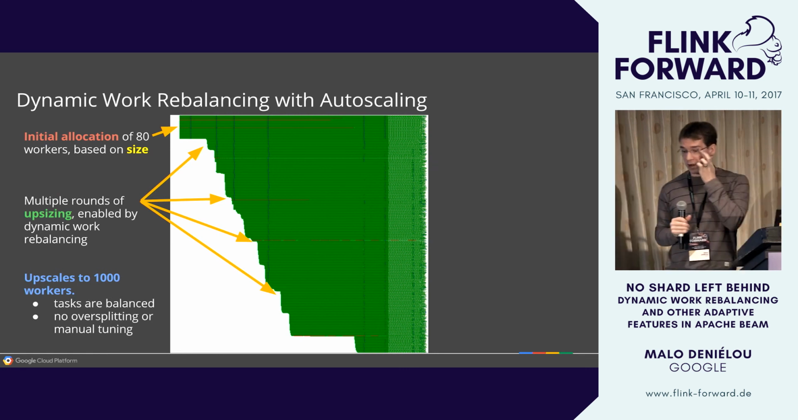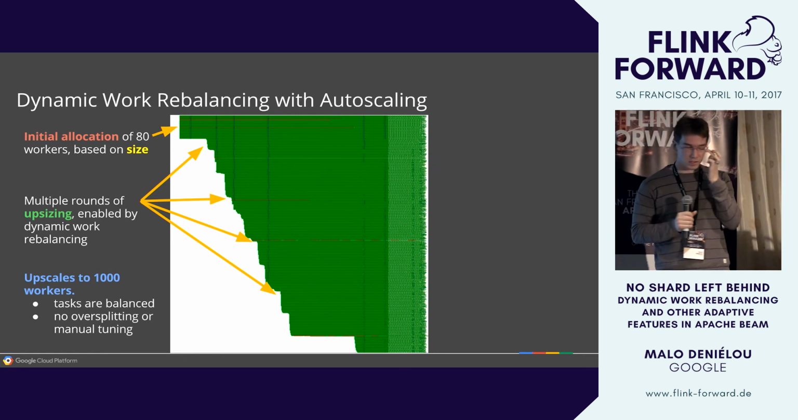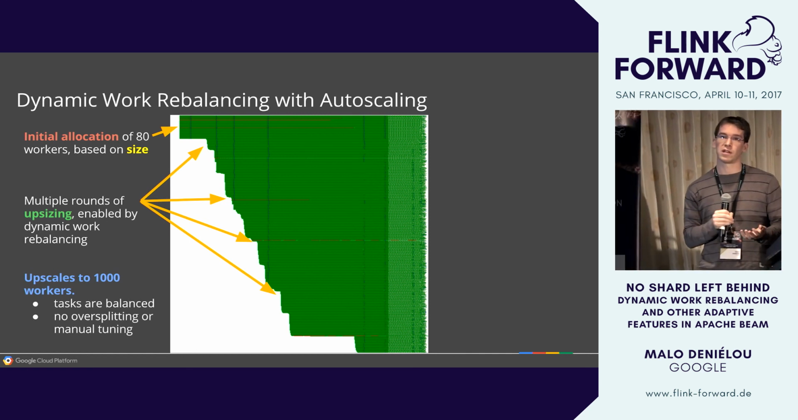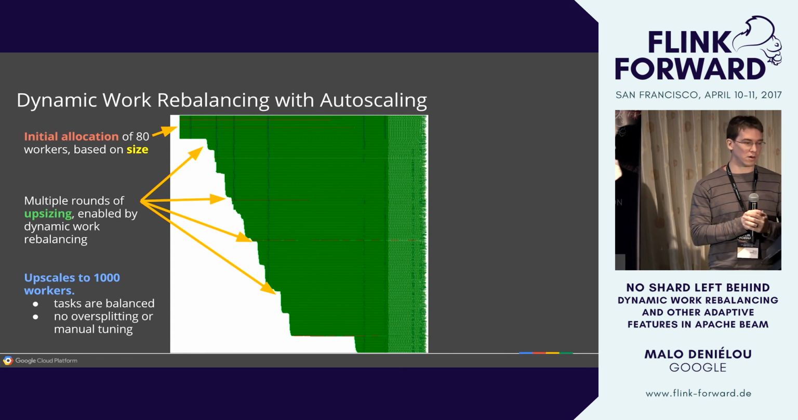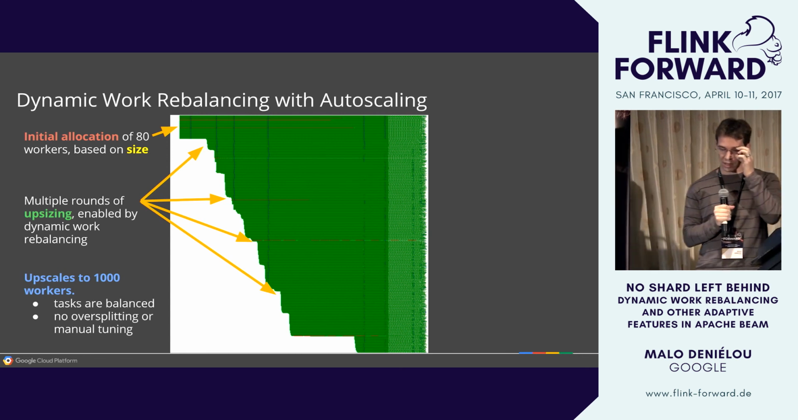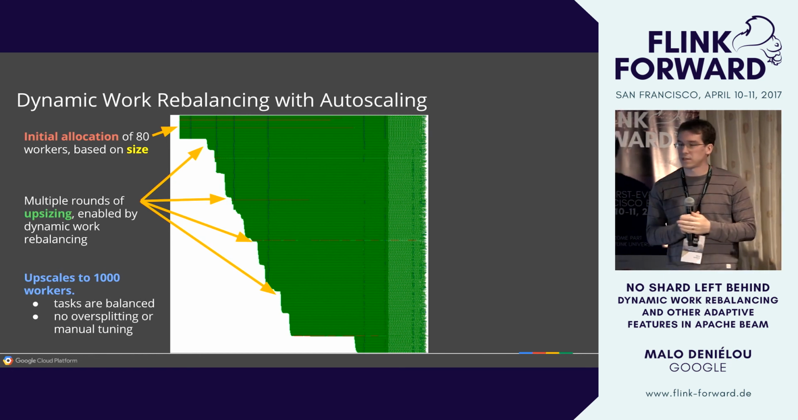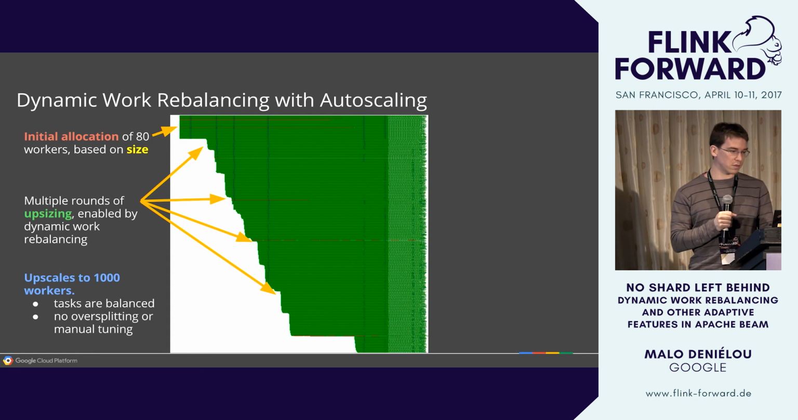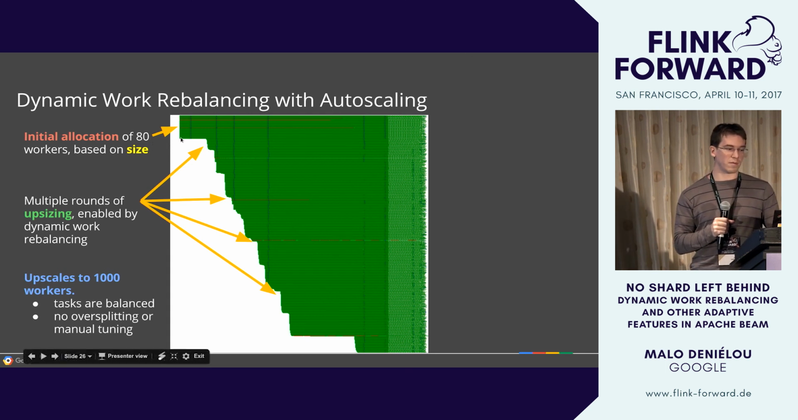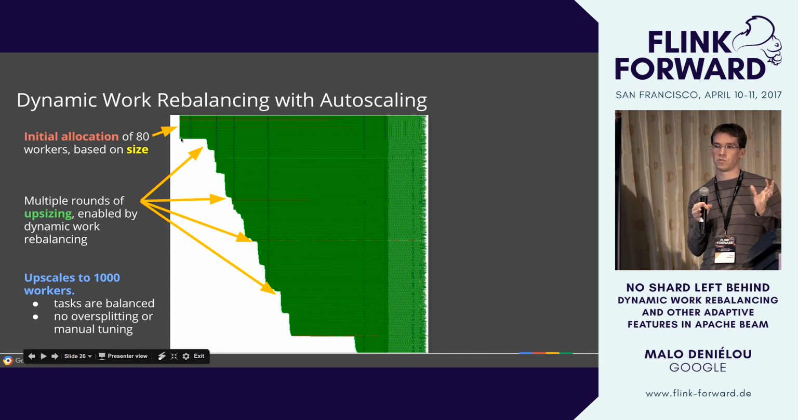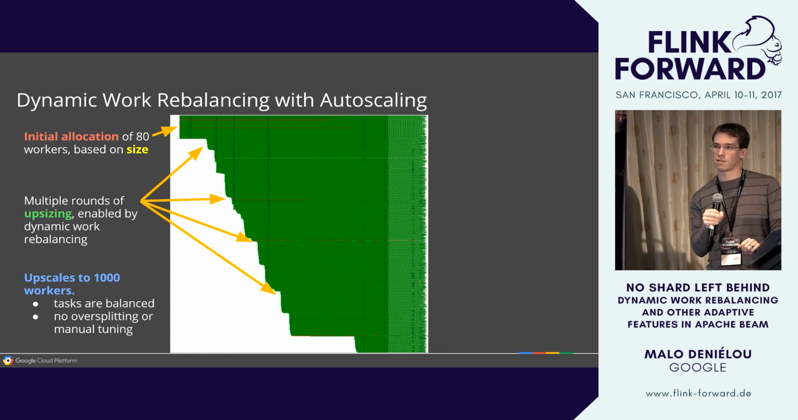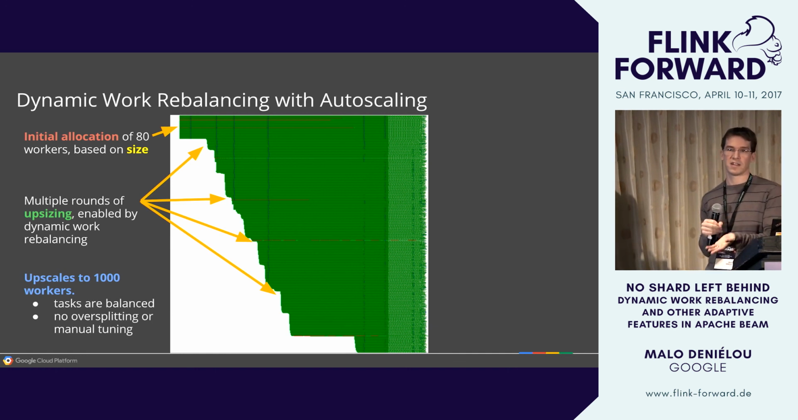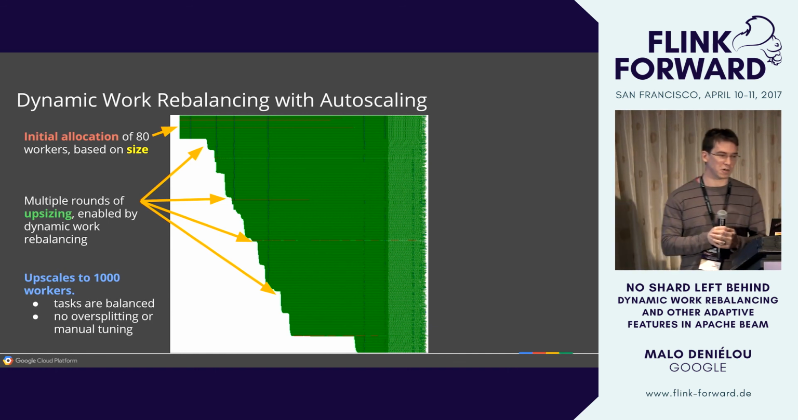And the second reason why dynamic worker balancing is important is because it enables autoscaling. Otherwise, there's no point having autoscaling in your batch job. And why is that? Well, suppose that you have an initial allocation of 80 workers for this job, for example. So same idea. The user did not say how many workers they needed. They let the runner decide. And the runner, based on the size of the data, decided, well, it's likely we'll need 80 workers.